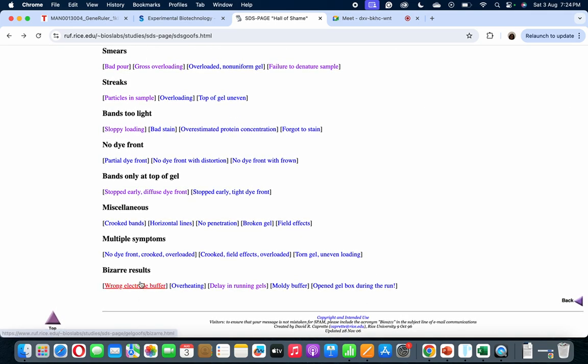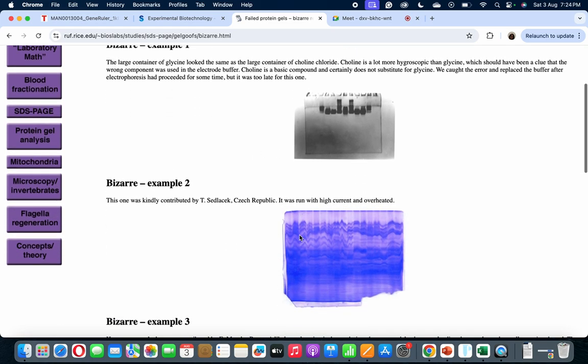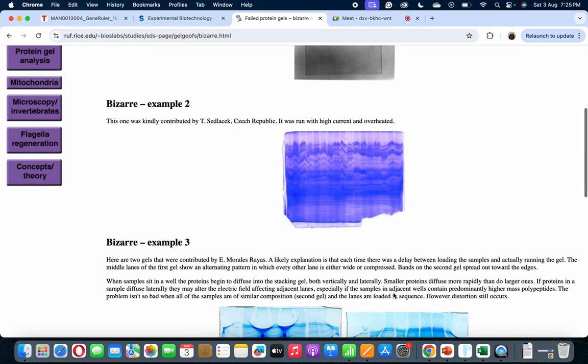And sometimes the gel can just look strange, right? Something very strange has happened here. Everyone is asking what happens if you run it at high current, if I just increase the voltage. You might get something like this. The gel is just overheated. The voltage is too high and the gel is just overheated.